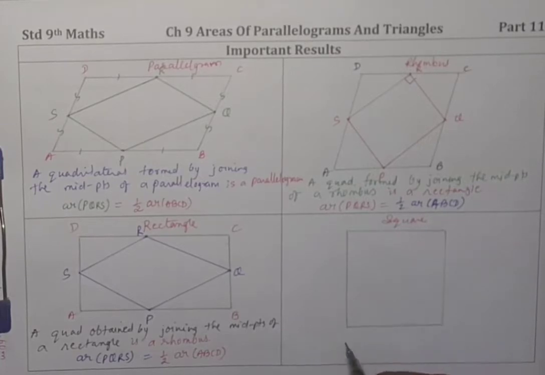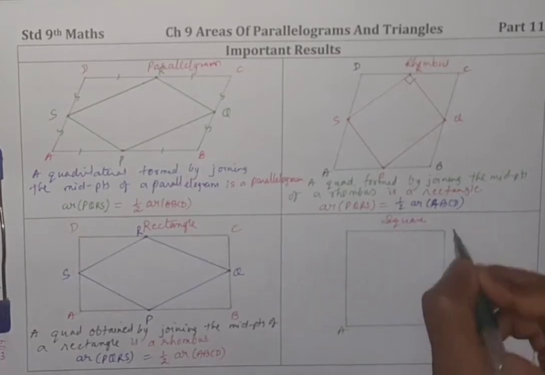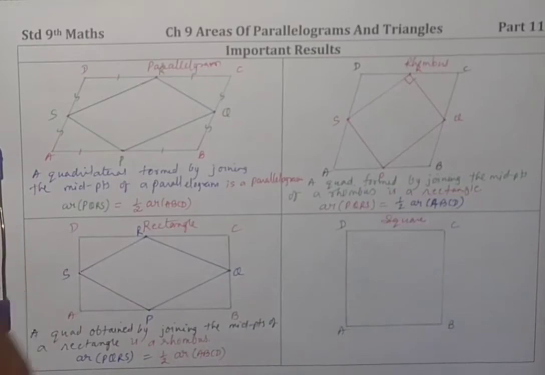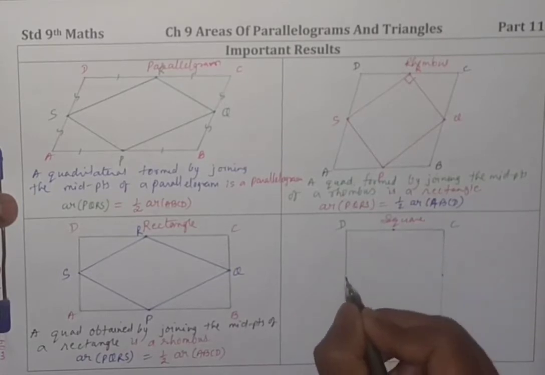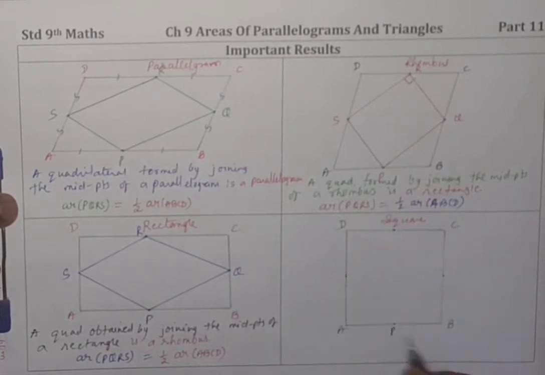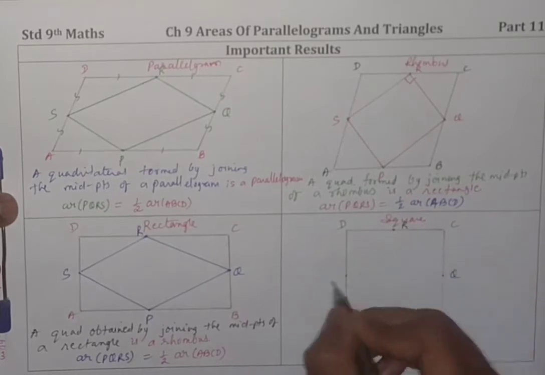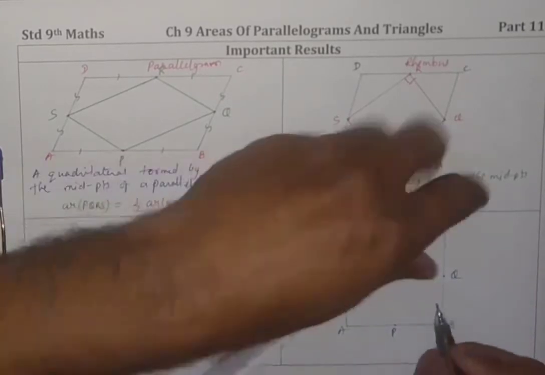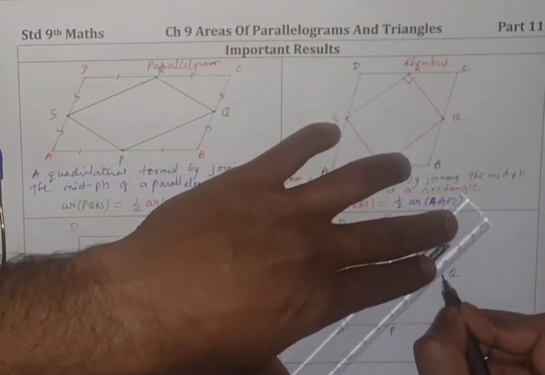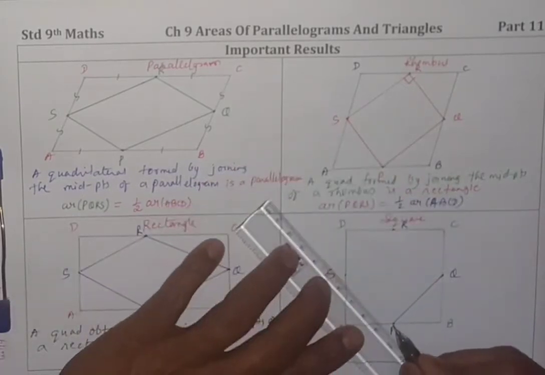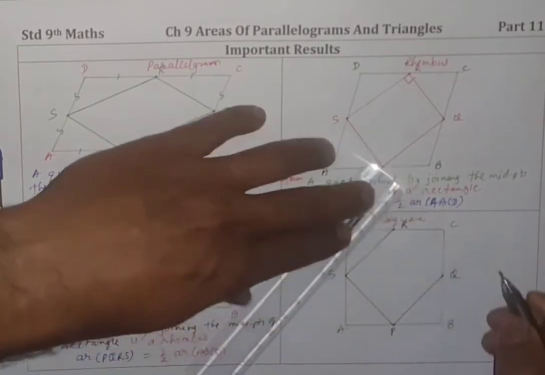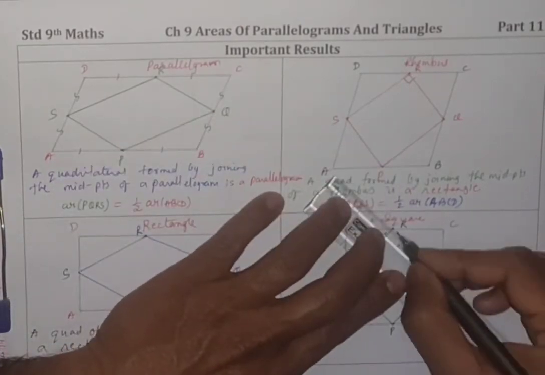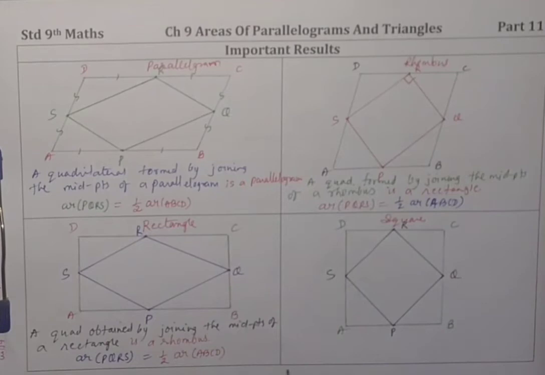Next is square. Let's say this is square ABCD, and I join the midpoints of AB, BC, CD and AD as P, Q, R, S respectively. And if I draw a closed figure, then what do I get? I get another square. Children, I get another square.